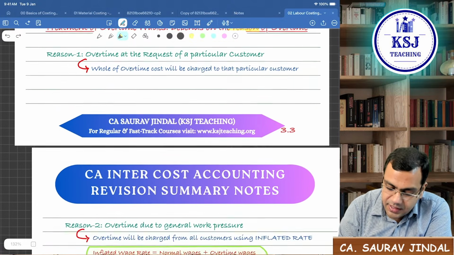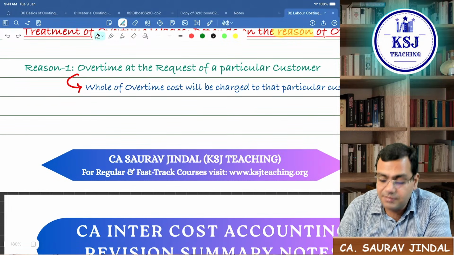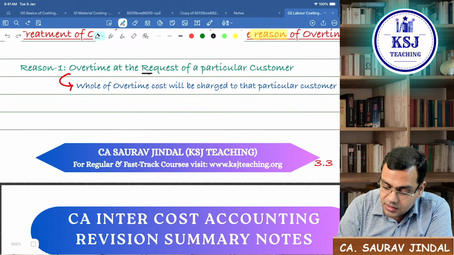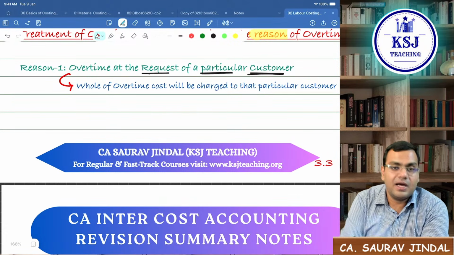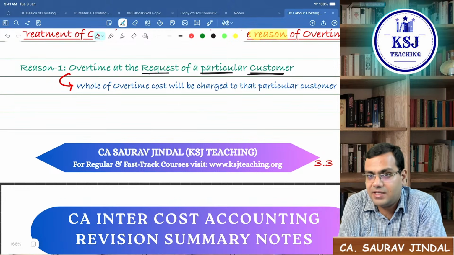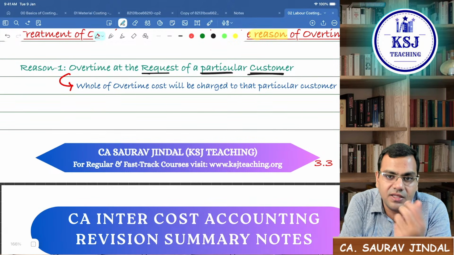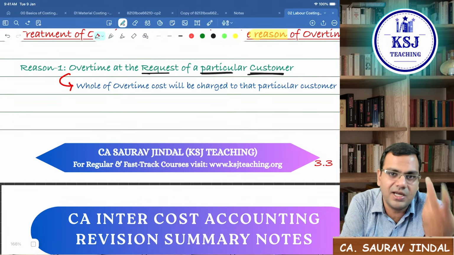Reason number one says, if the overtime is at the request of a particular customer. I come to you, you are a manufacturer, and say, sir, I need 500 pieces, but I need it urgently. I need it within the next 10 days. Please do the overtime. Whatever the extra charges for overtime will be, I'll pay.